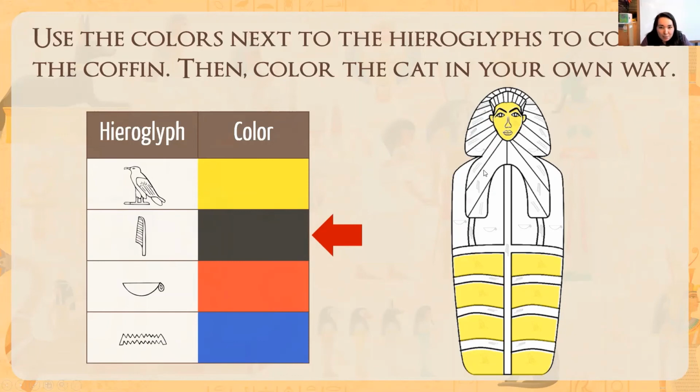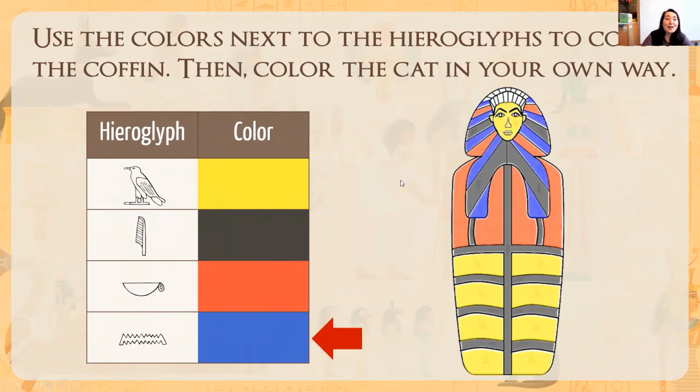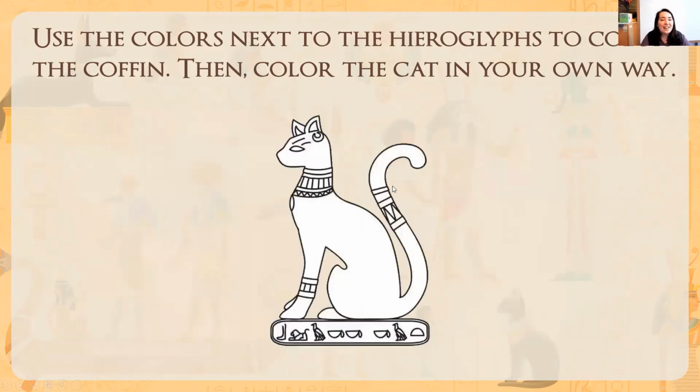So where is the black going to go? I see the feathers all around the head. And we're gonna color that in. And I think this is a cup, a bowl, and it's going to be red. So let's color in the red. And finally, the last part will be blue. So look how beautiful that is. Very cool. Good job. And now you can color this cat.